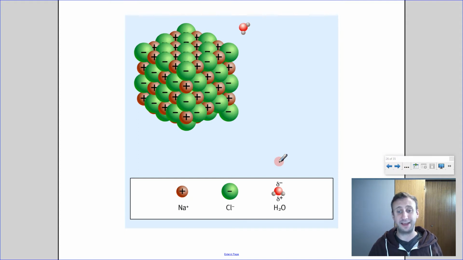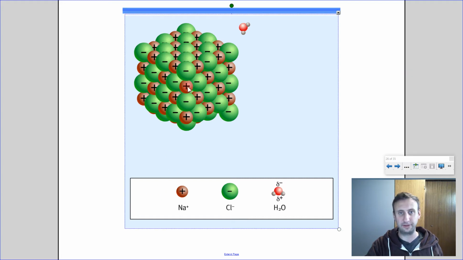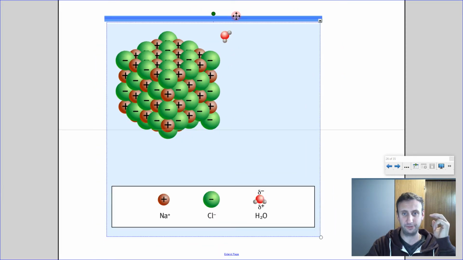Hopefully that made sense. This is a really nice animation that actually shows this, and I think it even has some words and stuff. So let's see if we can make this function. No. Is it not going to do its thing for us?